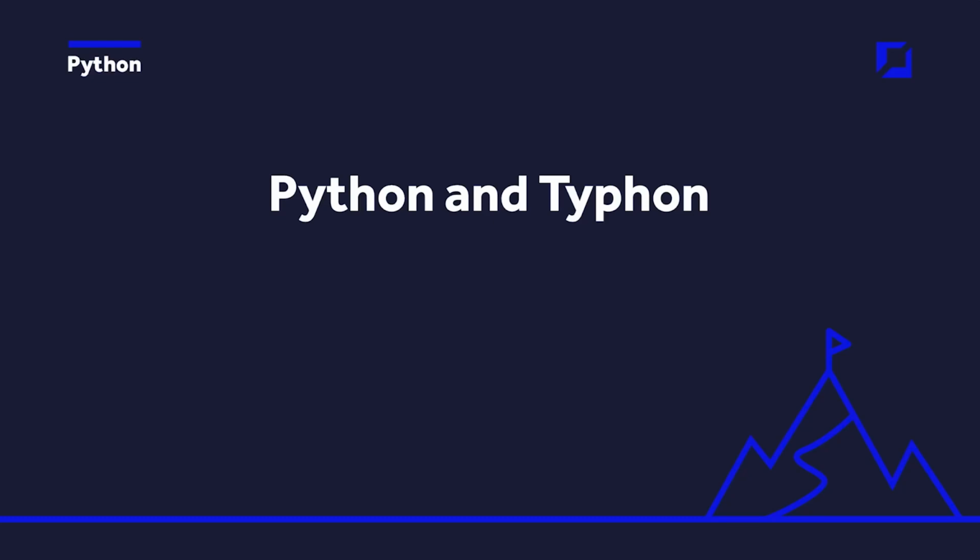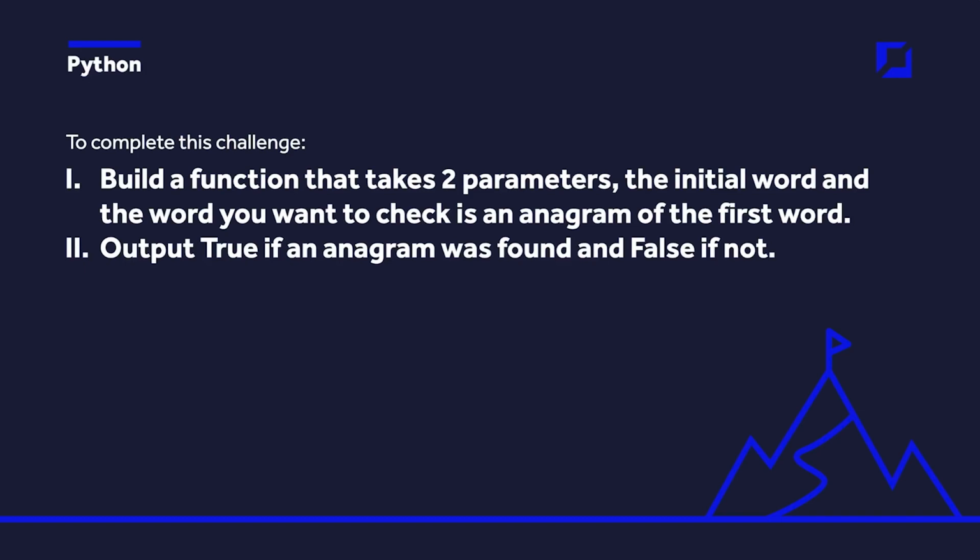An anagram is a word or phrase made by using the letters of another word or phrase in a different order. So for example, take the word Python, change that around, you can make the word typhoon. To complete this challenge, we need to build a function that takes two parameters: the initial word and the word you want to check is an anagram of the first word. The function should output true if an anagram was found and false if not.